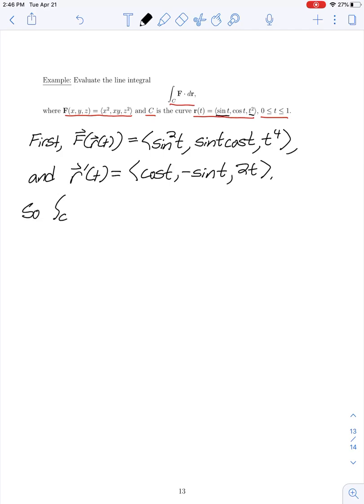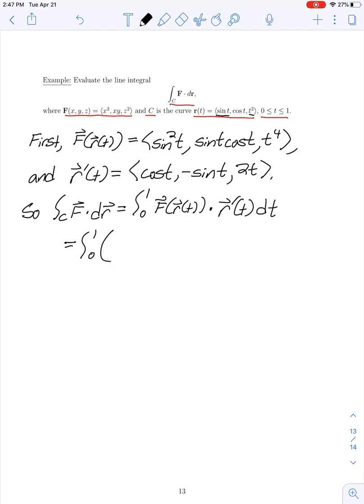So the definition of this line integral of our vector field over that curve, well, we set this up as an integral with respect to t from 0 to 1 of the dot product of F of r of t with r prime of t dt.